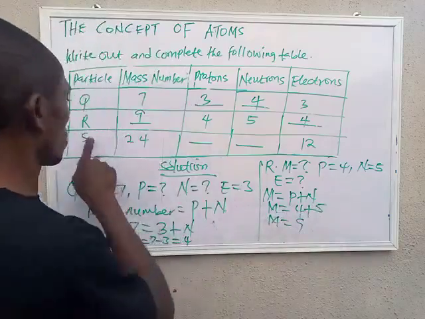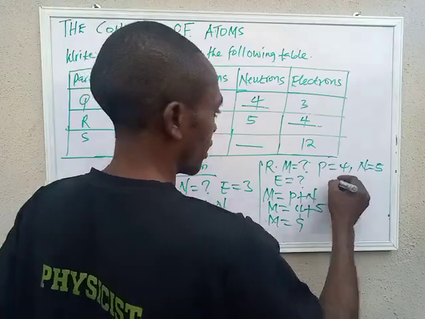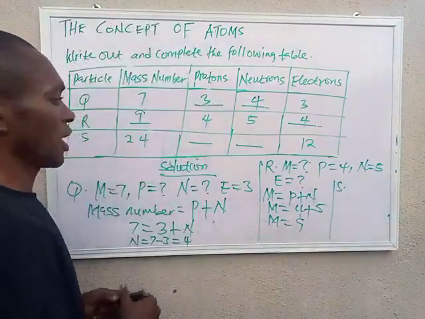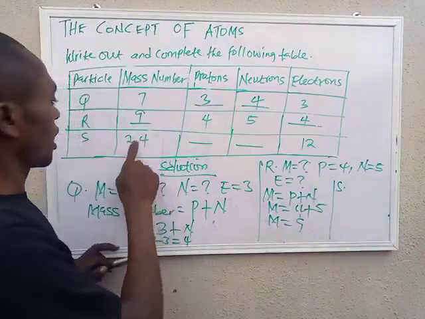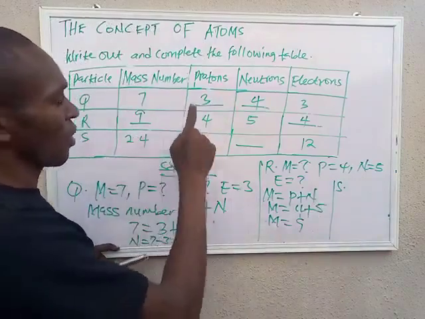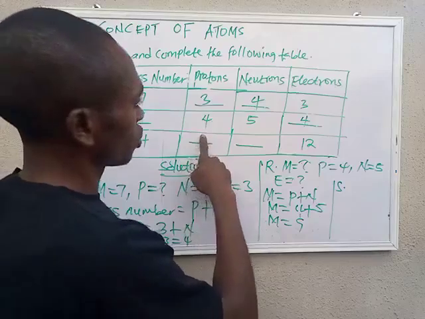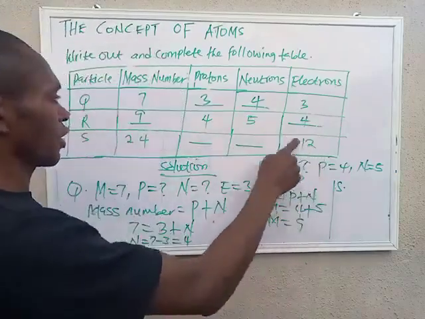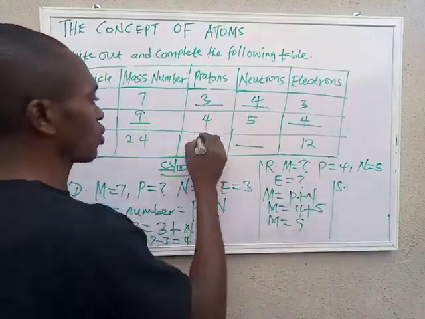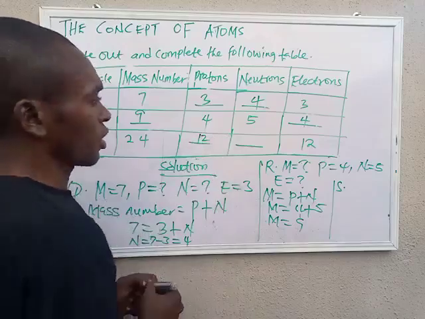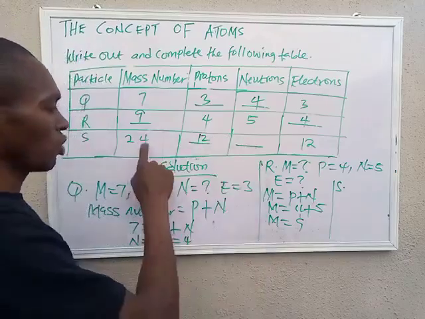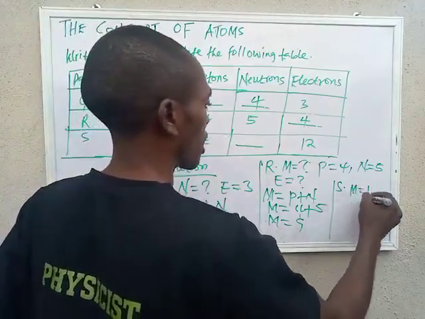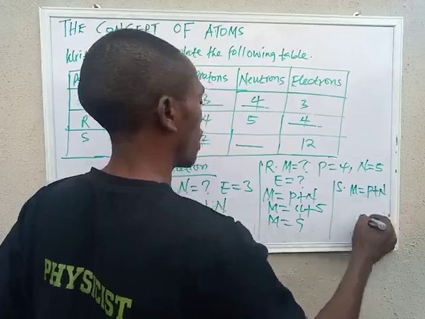The same thing, we also have that for S. Now let's consider S. We said the mass number is 24. Number of protons, we don't know. Number of neutrons, we don't know. Number of electrons, we know. The number of electrons is the same as the number of protons, so 12. What we're looking for is the number of neutrons, and we know the mass number. So we know that M is the same as number of protons plus number of neutrons.